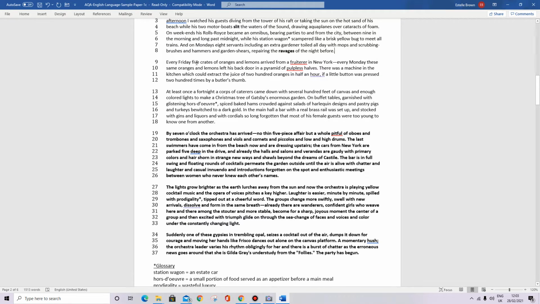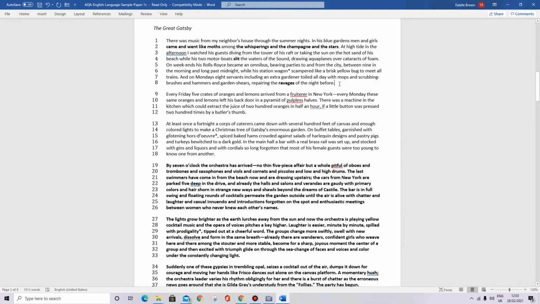Right. Every Friday, five crates of oranges and lemons arrived from a fruiterer in New York. Every Monday, these same oranges and lemons left his back door in a pyramid of pulpless halves. There was a machine in the kitchen which could extract the juice of a hundred oranges in half an hour if a little button was pressed two hundred times by a butler's thumb.